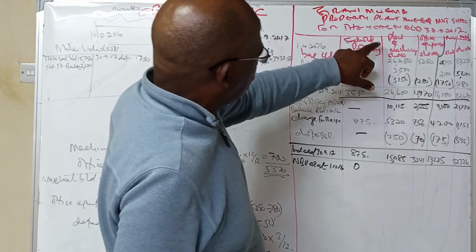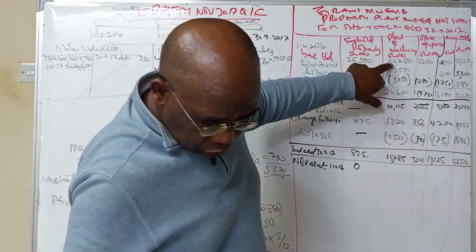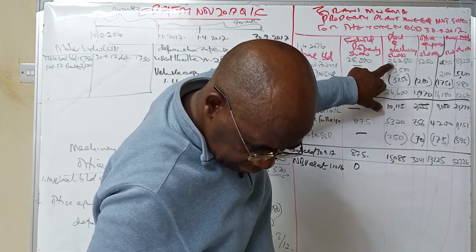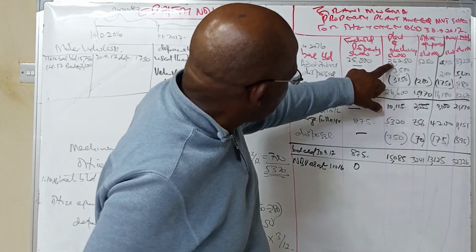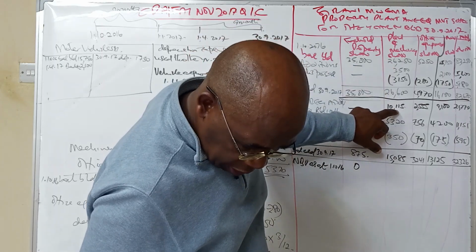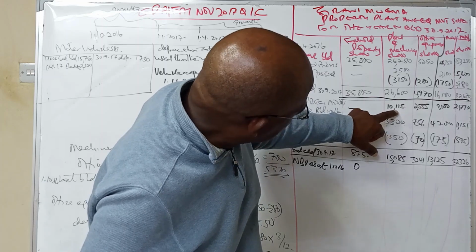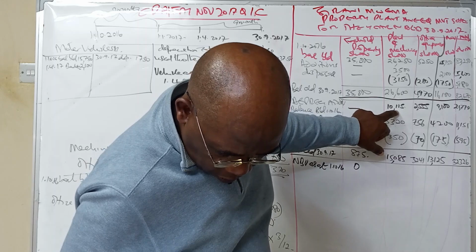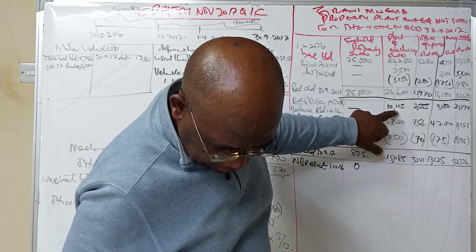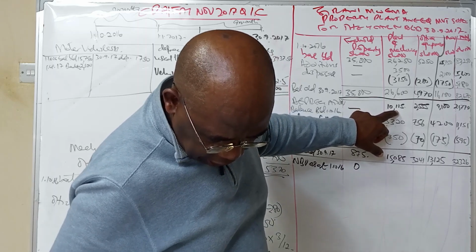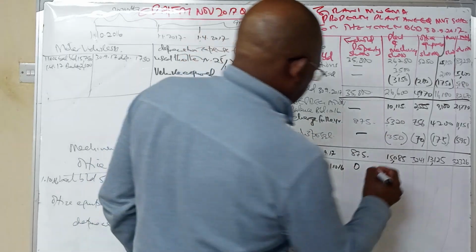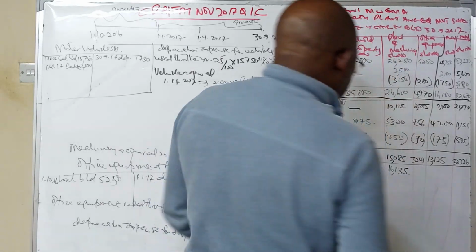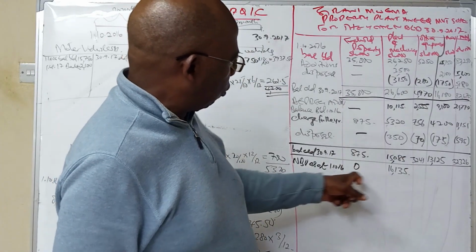Then we go to plant and machinery. The beginning amount was 250 minus the beginning accumulated depreciation 10,115. We get a figure of 16,135. So the net book value at the beginning of the year was that amount.